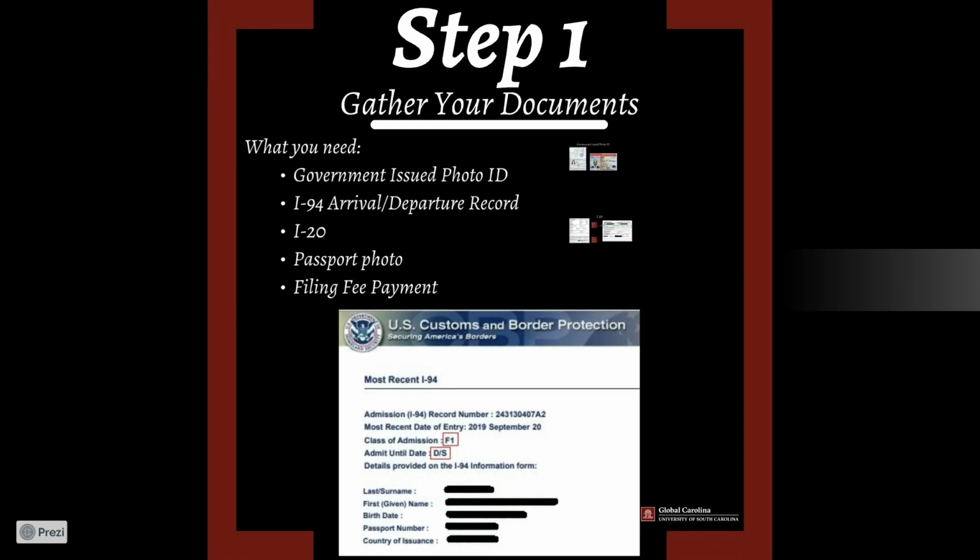The first step is to gather your documents. You must have a government-issued ID, your I-94 showing F1 status, a copy of your I-20 with the requested dates, and a passport photo. We recommend that you scan these documents in JPEG or PDF format. However, the passport photo must be in JPEG or PNG format. You will also need a form of payment, like a bank check or credit card. You do not need a scan of your bank check or credit card, but please have the payment information ready to be submitted.